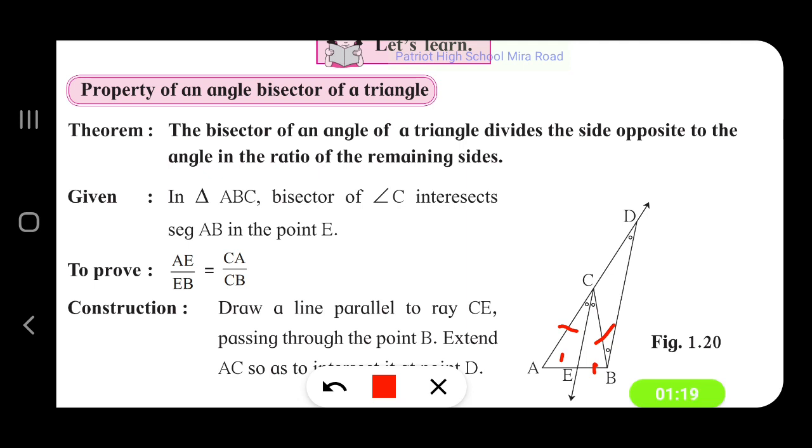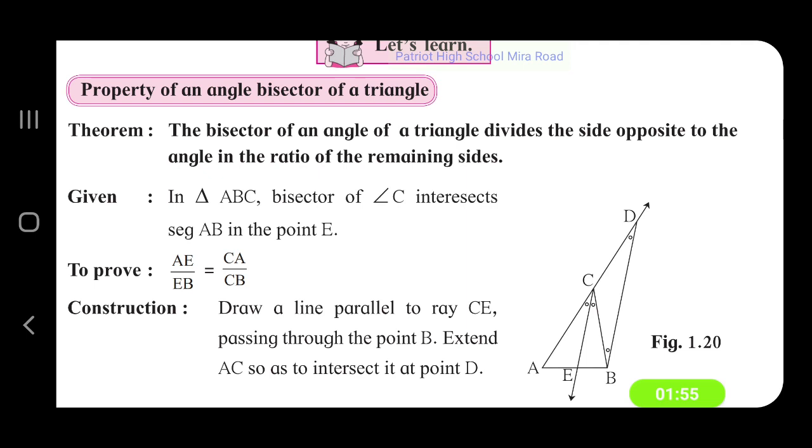For that, we need something else. So, can we make use of the basic proportionality theorem? Yes. If we draw a line from B parallel to CE, line BD parallel to EC, we get triangle ABD with EC being parallel to side BD.